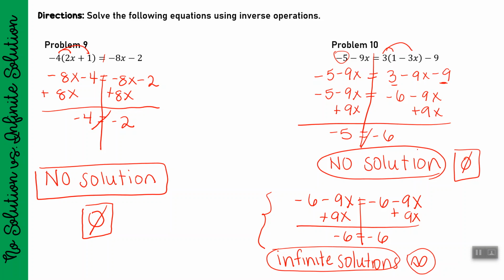Okay. So today we covered solving multi-step equations, which included variables on both sides. And then we looked quickly at what it means to have no solution versus having infinite solution.